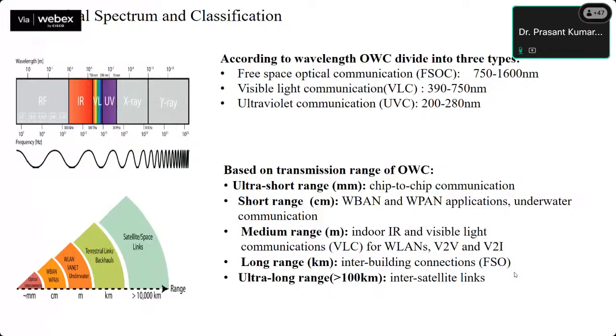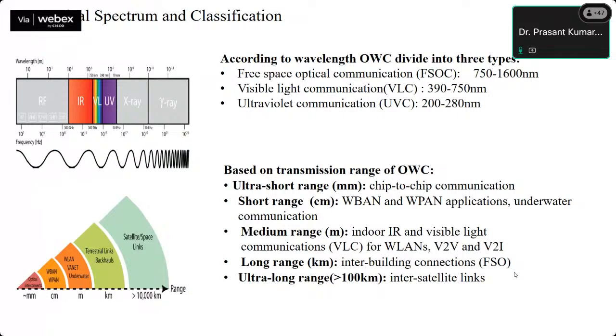So if you see this optical communication system and its classifications, you can see that it is based on the wavelengths or based on the transmission range. So you can define this as free space optical communications, whereby the operating wavelength is 750 nanometers to 1600 nanometers. And one can also have VLC, the visible light communications, whereby the range will be 390 to 750 nanometers. And one more form of communication is ultraviolet communication, but it is not yet popular. The range is 200 to 280 nanometers.